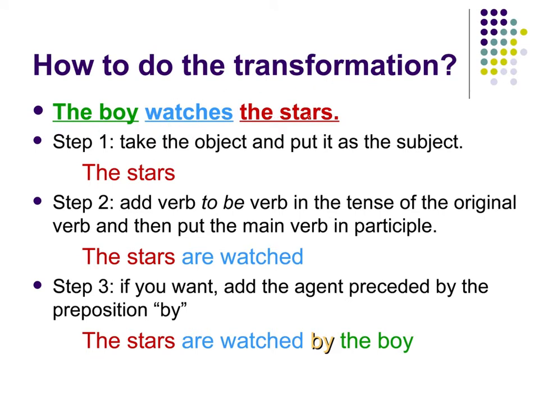The boy watches the stars. Step 1, take the object and put it as the subject at the beginning of our sentence, like this one. Here stars is plural, so I will use are beside it, and we put the verb in the third form, the past participle. So the sentence will be: the stars are watched by the boy.